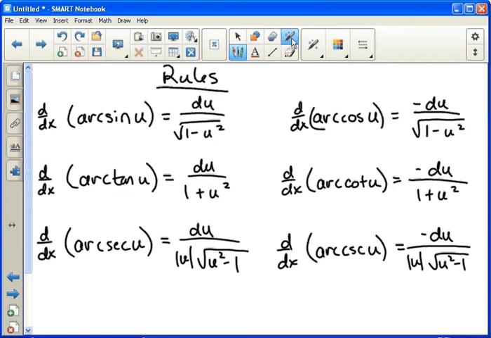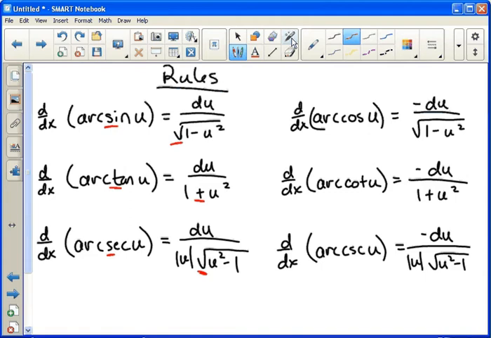A couple things can help you remember these rules. Sine and secant both have square roots, so the s's have square roots. Tangent, the t kind of looks like a plus, and it's the only one that has a plus in its rule. If you can at least memorize which three they are, that'll help you remember which one is which. So sine and secant have square roots. Tangent, t looks like a plus sign.